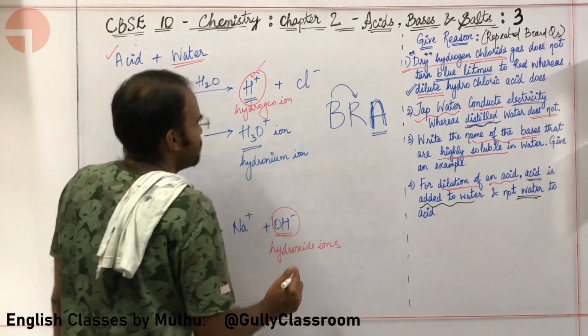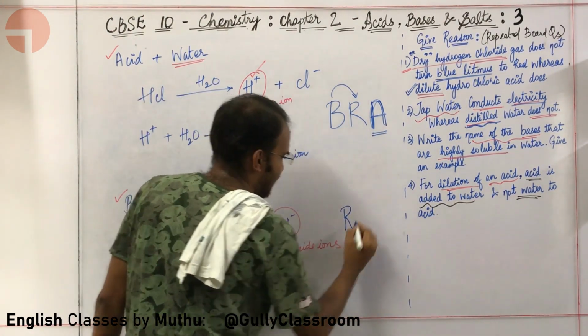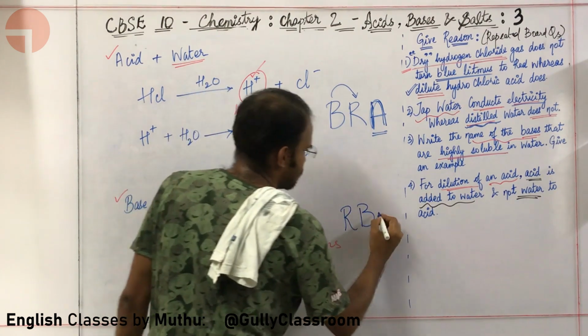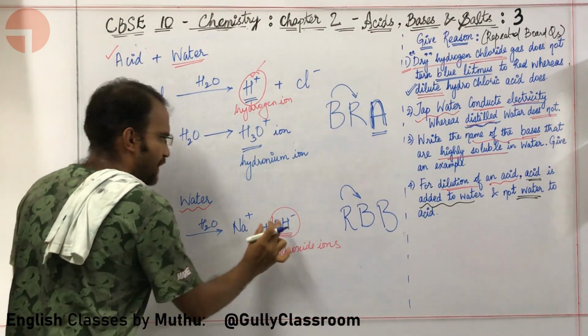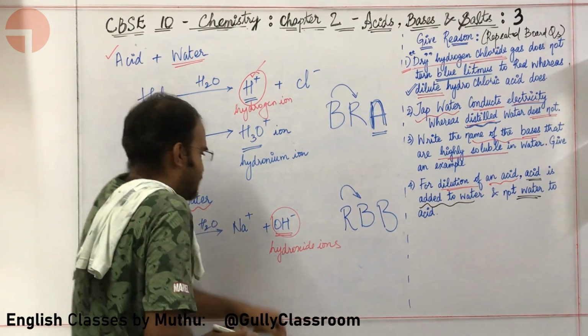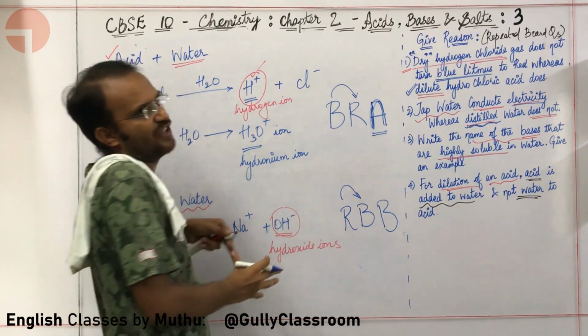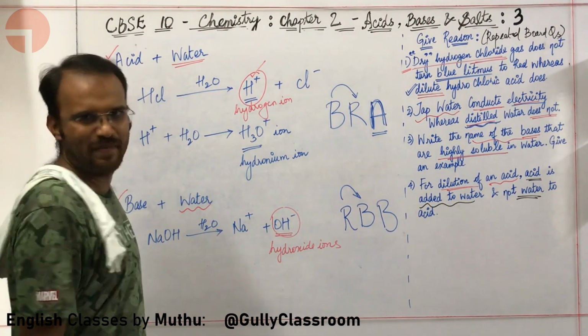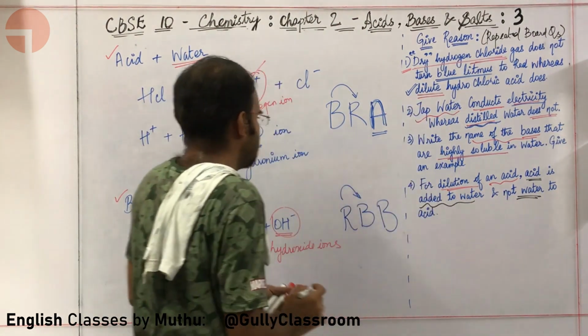In the same way, with respect to bases, if you want to convert a red litmus to blue, then what should you do? You should dissolve a base in water. Once a base is dissolved in water, hydroxide ions will form. These hydroxide ions will give the base its peculiar properties. Happy with this explanation? Let us go for the second question.